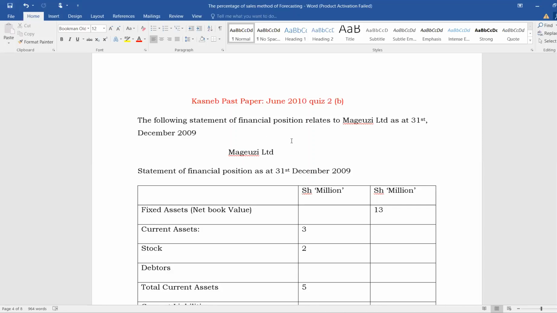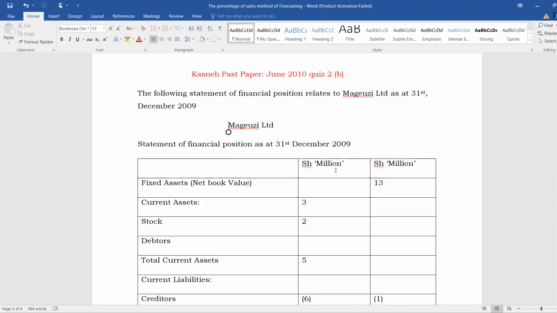Following statement of financial position relates to Mageuzi Limited on 31st December 2009. This is the most recent year, 31st December 2009. So it's a statement of financial position prepared as at 31st December 2009.